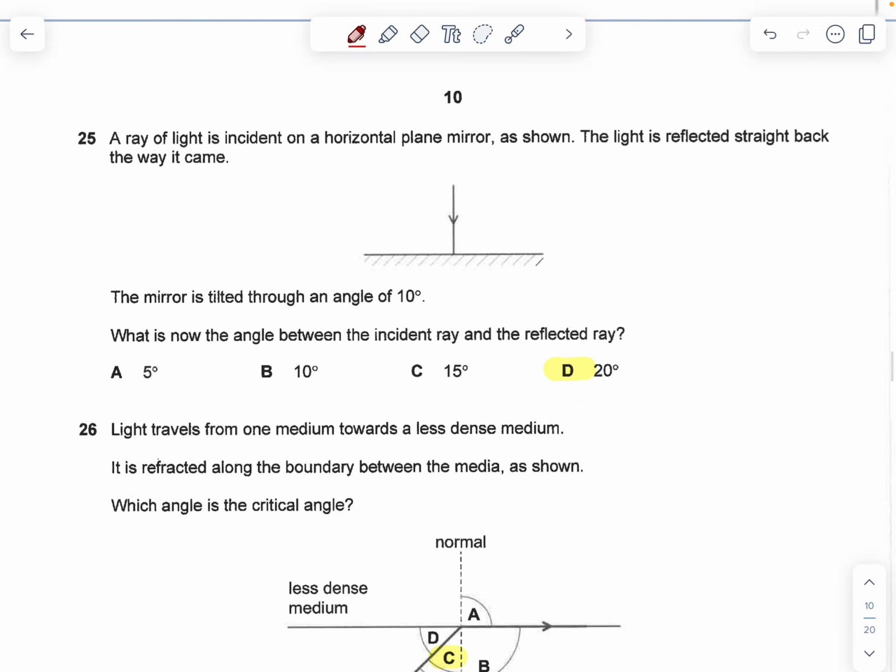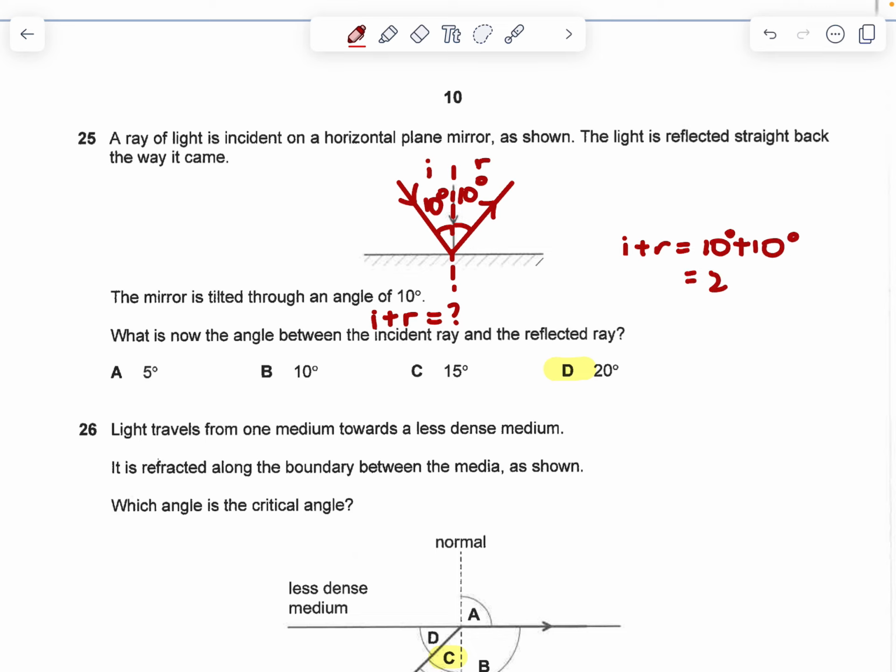Question 25. A ray of light is incident on a horizontal plate as shown. The light is reflected straight back. Now the mirror is tilted through an angle of 10 degrees. What is the angle between the incident and the reflected ray? So they're asking you i plus r equals question mark. So now it tilts at an angle of 10 degrees. Draw the normal. By the law of reflection, it should be 10 degrees as well. i should be equal to r. So i plus r is equal to 10 plus 10, 20 degrees.